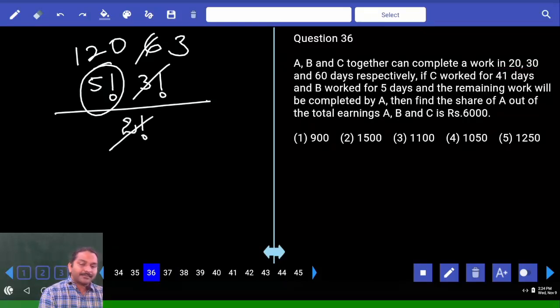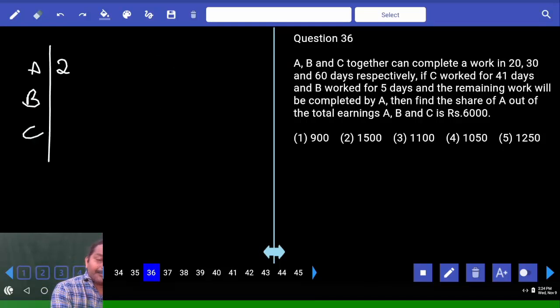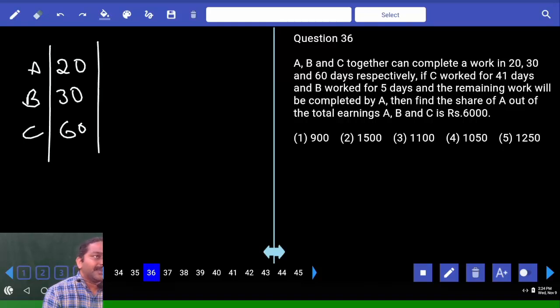A, B, C together can complete a work in 20, 30, 60 days respectively. If C worked for 41 days, B worked for 5 days, and the remaining work will be completed by A, then find the share of A out of a total earnings of 6,000. We have 3 members, A, B, C, and they can complete the work in 20, 30, 60. What is the total work? LCM 60. A can do 3 units, B 2 units, C 1 unit.